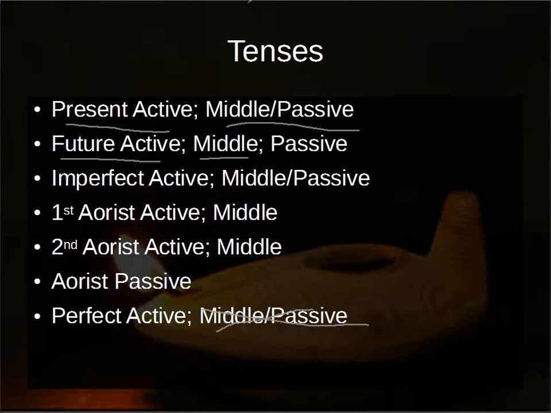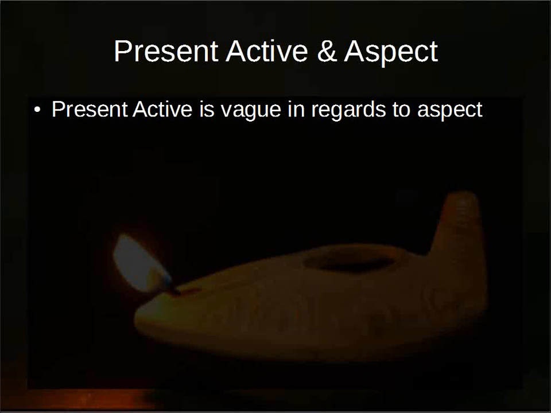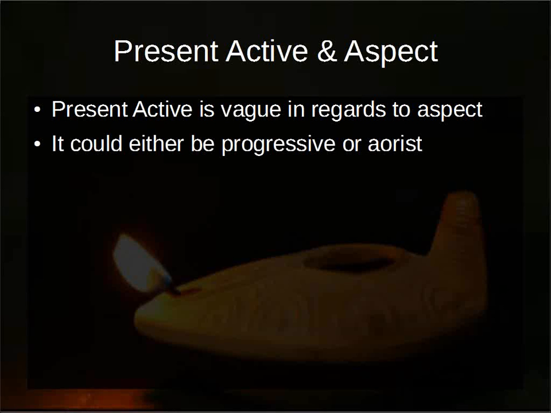Okay, so let's talk about first the present active. I know that there was confusion about aspects, so I'm going to reattempt to explain that again. Okay, so let's talk about the present active and aspect. Unfortunately, the present active indicative form, this form is vague in regards to aspect. It's vague. The Greeks, from what we know for sure with the New Testament, do not have a distinction of finding out what the aspect of the present active indicative form is, okay? So that being said, it could be either progressive or aorist. It could be either progressive or aorist in aspect, okay?